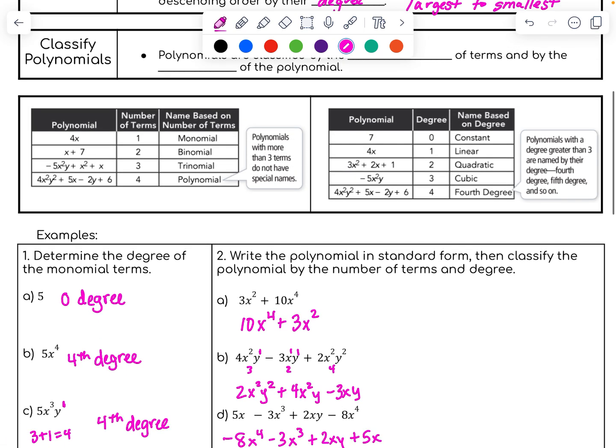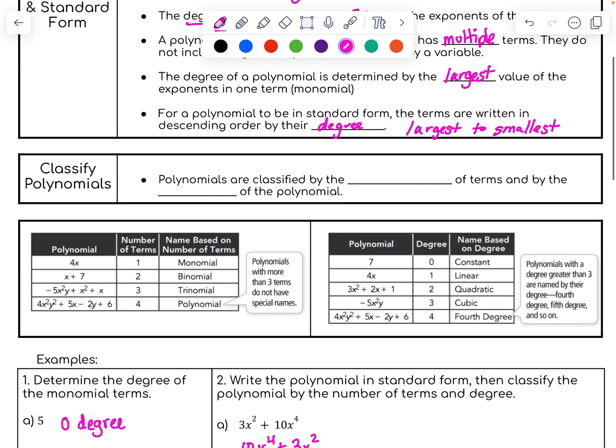Okay, and then now the last thing we're going to talk about is how to classify a polynomial. Polynomials are classified in two ways. They're classified by the number of terms and by the degree. Now, if you look at this chart right here, we're going to use this more than we are the other one, but I wanted to introduce it to you. One term we already talked about is a monomial. Two terms is a binomial. Three terms is a trinomial. And anything over that we do not have a name for, so we just call it a polynomial.